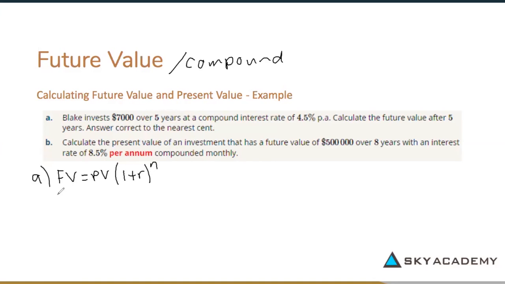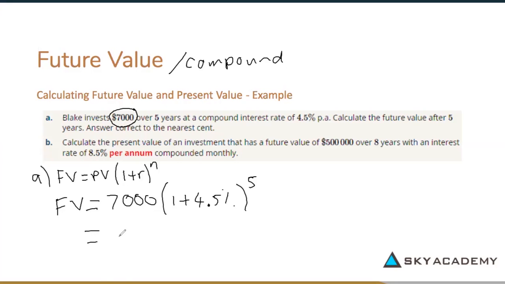So we have to calculate the future value. We don't know that yet, so I'm going to write future value there. Our present value is what he invests. So it's going to be the biggest number, the $7,000. So if he invests $7,000, 1 plus the rate, and we know that the interest rate was 4.5% per annum after 5 years. So then 5 years goes in the N location.